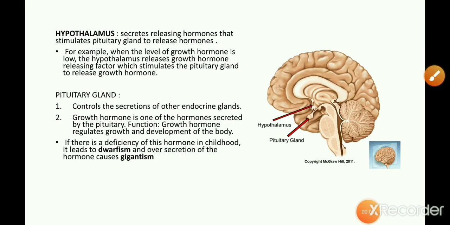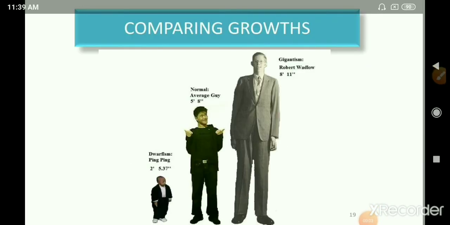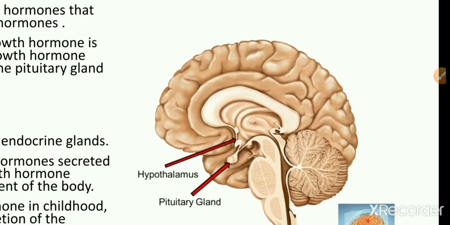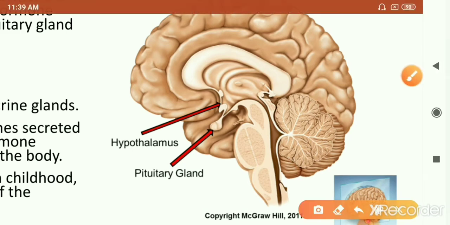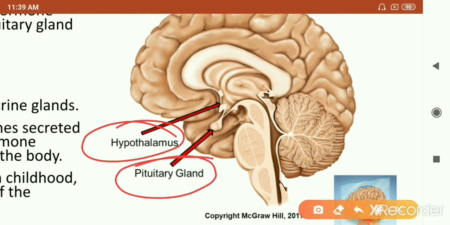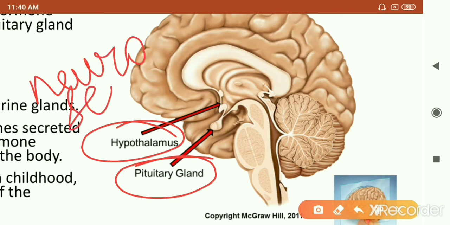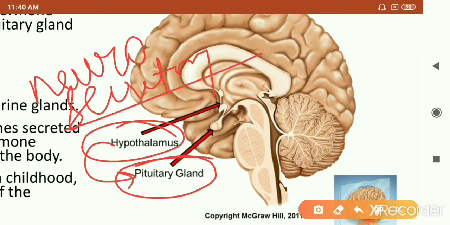Let us now study about the different endocrine glands and the hormones secreted by them. First, let us know about the hypothalamus. The diagram that you see here is that of the human brain, showing the location of the hypothalamus and the pituitary gland. The hypothalamus is a part of the nervous system. In addition to the functions that you have already learned as a part of the forebrain, the hypothalamus contains neurosecretory cells which release certain hormones that control the secretion of the pituitary gland.